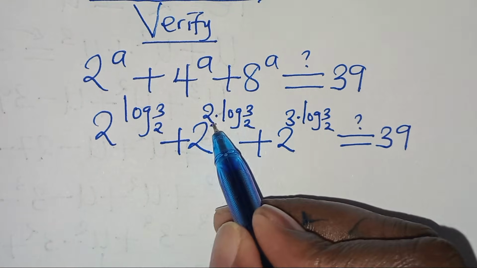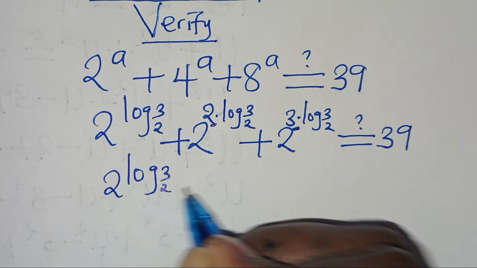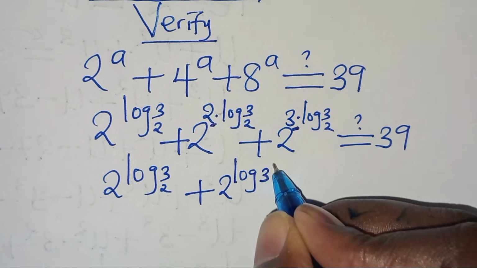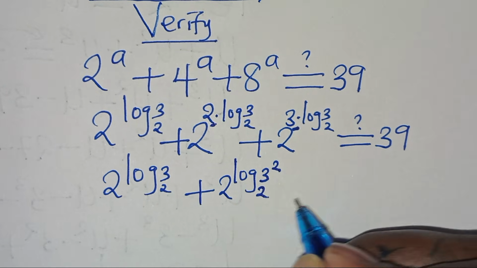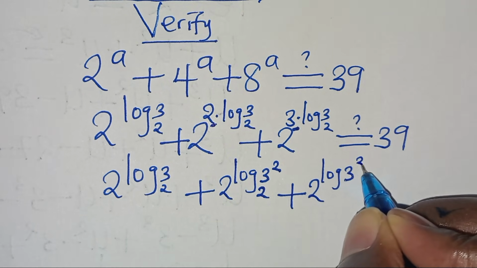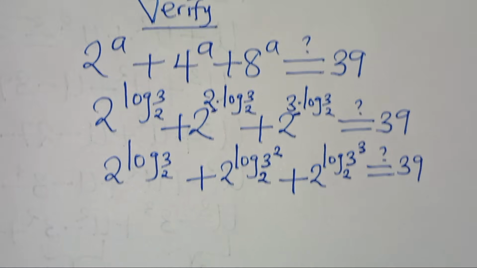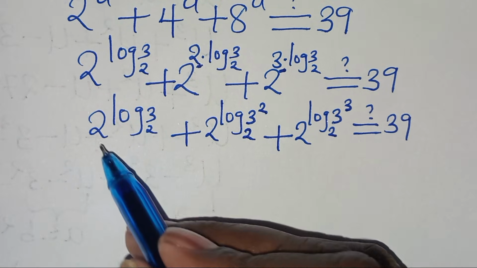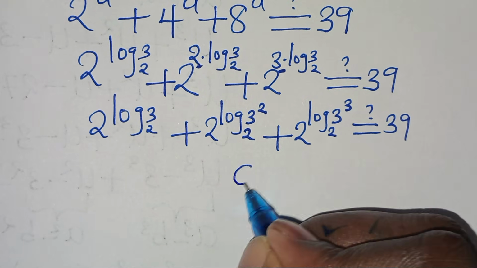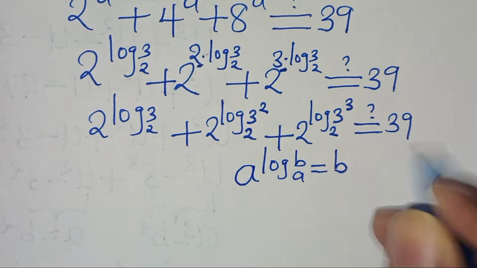So since this is power and also 3 is a power, we can express this as 2 to the power of log 3 to base 2, then plus 2 to the power of log 3 raised to the power of 2, then to base 2, then plus 2 to the power of log 3 raised to the power of 3, then to base 2. This should give us a value of 39. So we have 2 to the power of log 3 to base 2, as well as 2 to the power of log 3 squared to base 2. This is in the form of a to the power of log b to base a, and this should give us a value of b.